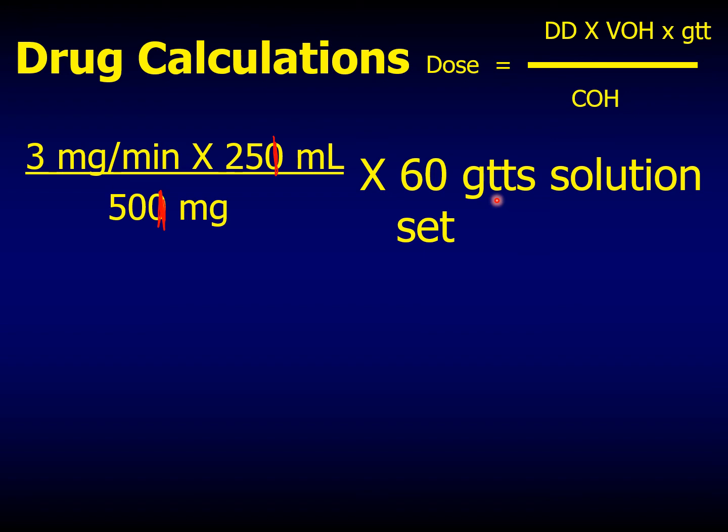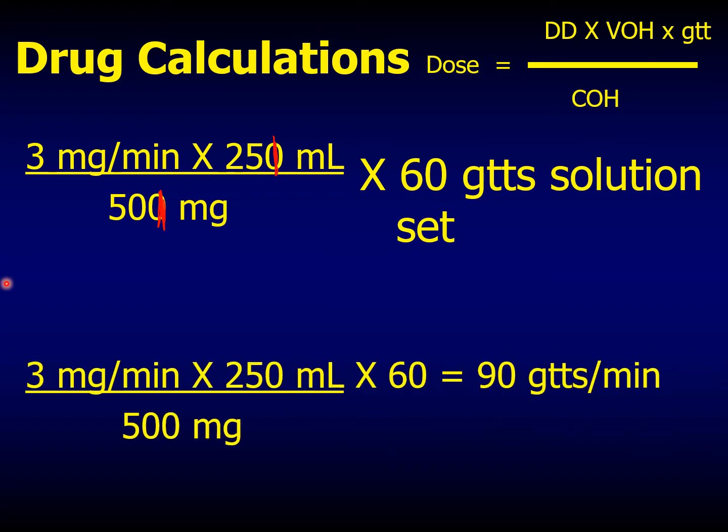And the answer we're going to give is the number of drops per minute, or the number of mils per hour if we were programming an IV pump. So here we have 90 drops per minute or 90 mils per hour. And again, hopefully that makes fairly intrinsic sense. So about 1.5 drops a second here.